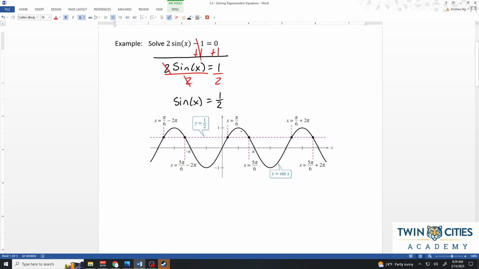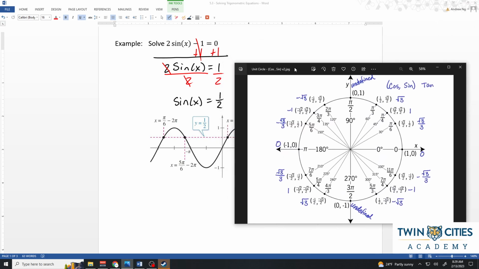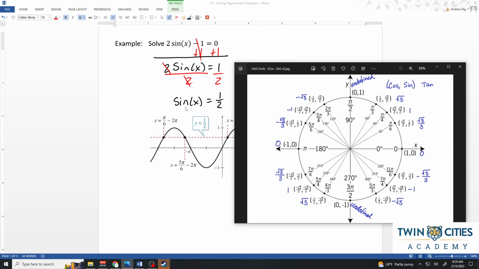And what I see here is as this wave continues, these two spots will hit again at pi over 6 plus 2 pi, 5 pi over 6 plus 2 pi, and then over here, pi over 6 minus 2 pi, 5 pi over 6 minus 2 pi. So what does that actually mean? Well, if I look at my unit circle, this is asking where is sine of x equal to 1/2. Sine is my y value here. So where is that going to be 1/2?